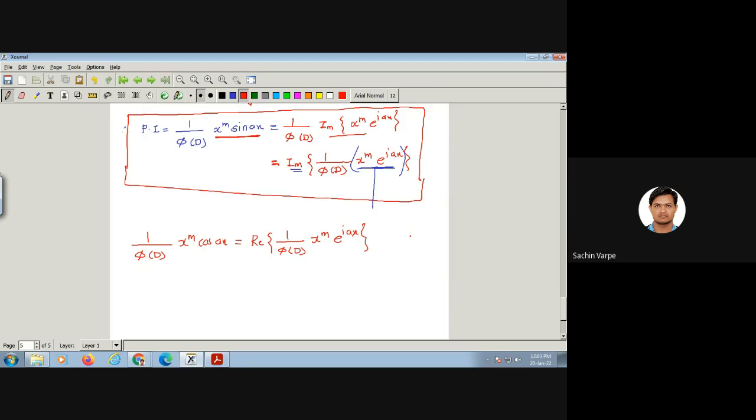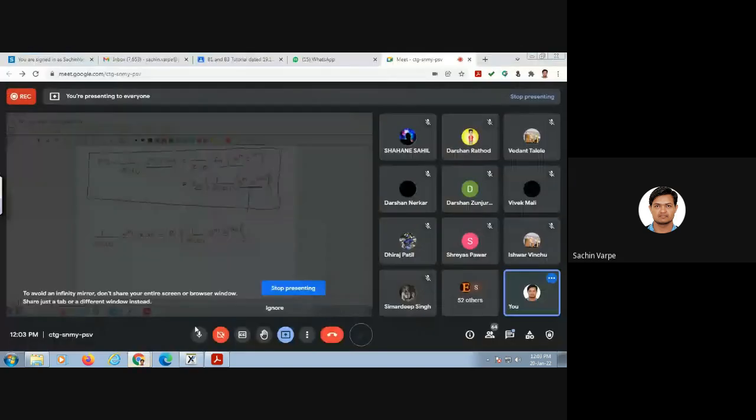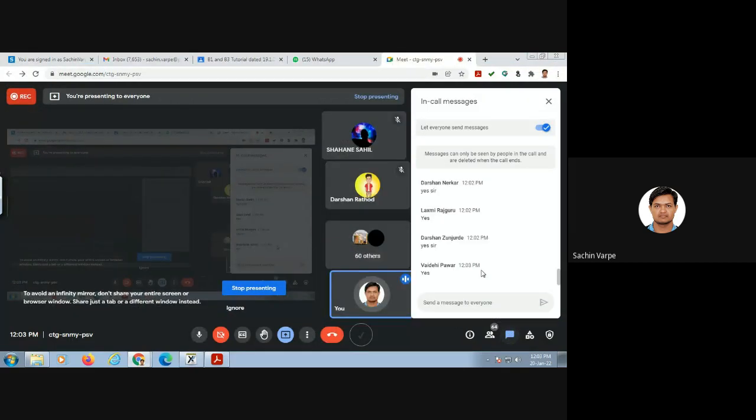Everyone, you can reply in chat box also. Is this clear?